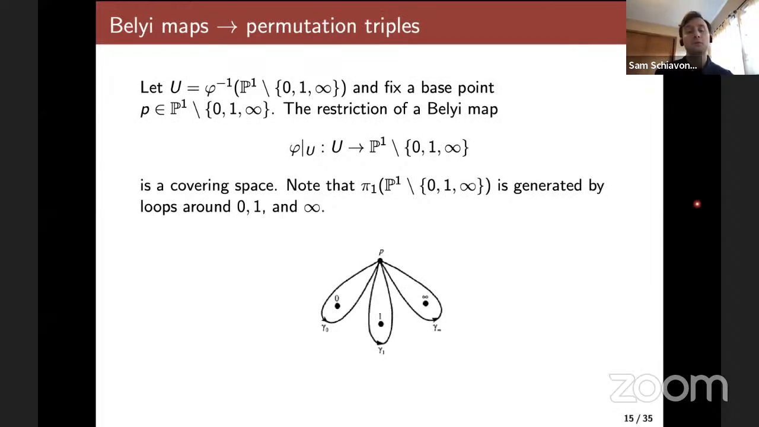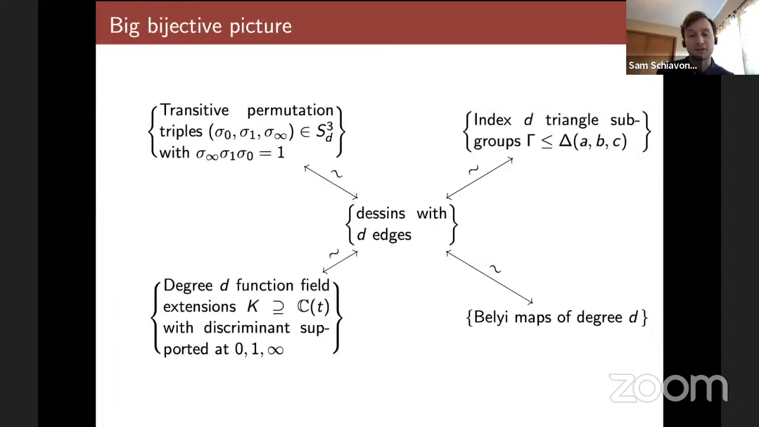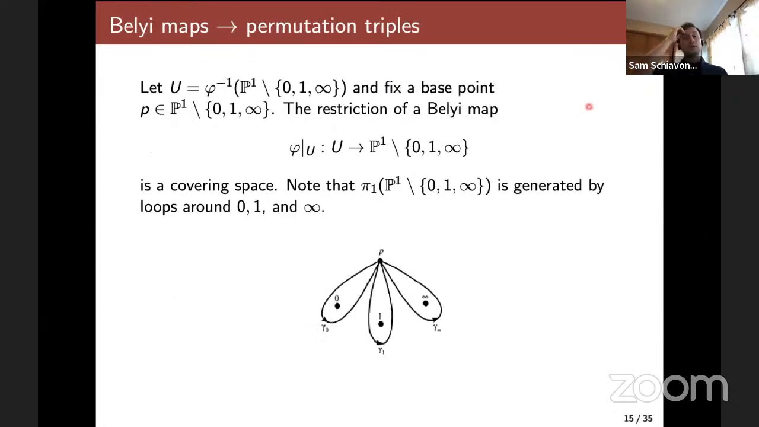So let me tell you how to navigate these bijections. How do I get from one of these categories to another? To go from Belyi maps to permutation triples is basically the monodromy representation, which I think was defined in a talk on the hypergeometric differential equation earlier this fall. So let me review this briefly, just in case that's something that you don't remember.